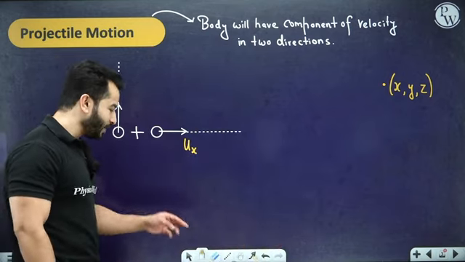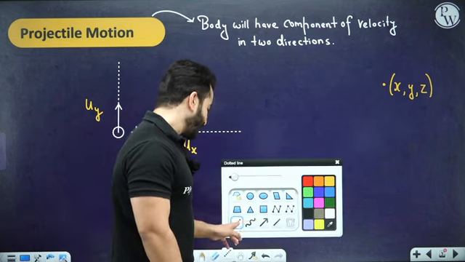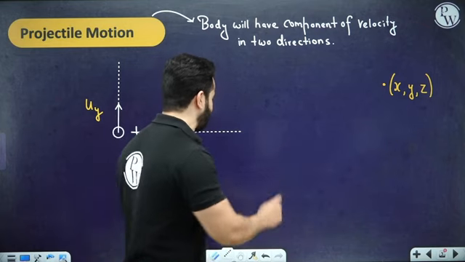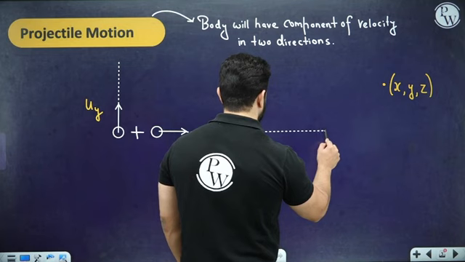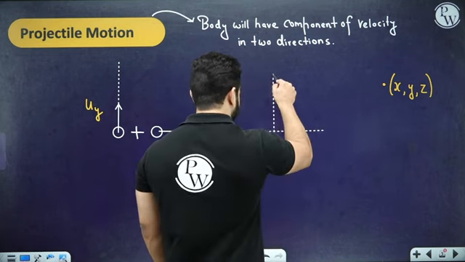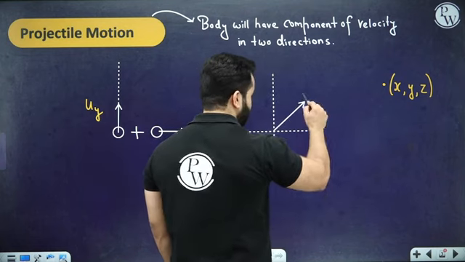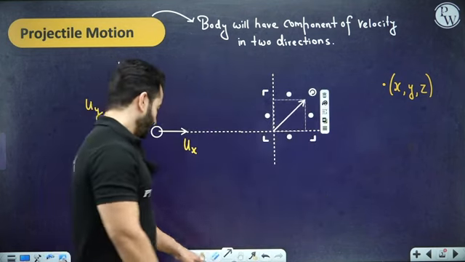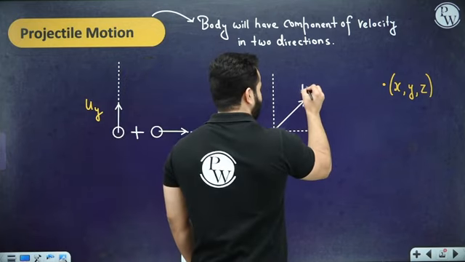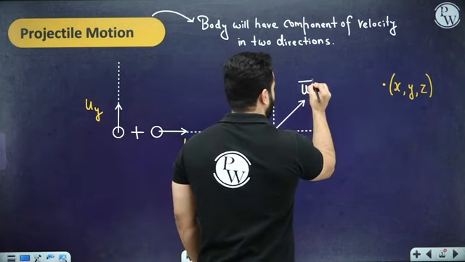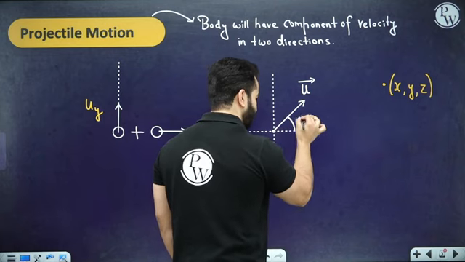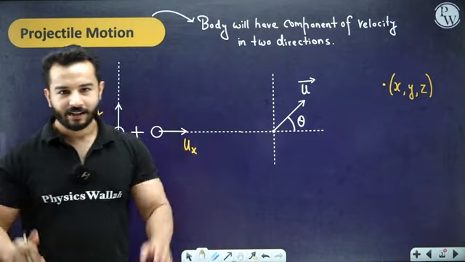The only prerequisite that you must know is, let's suppose that okay, we have got an x-axis like this, we have got a y-axis like this, and if we have got a velocity something like this, this is a velocity vector, and let's say the velocity vector is denoted by vector u, and it makes an angle theta with the horizontal axis or the x-axis, something like this, right?